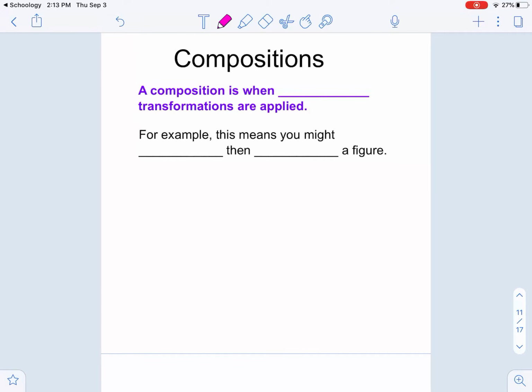Now we're going to talk about compositions of functions. A composition is when two or more transformations are applied. For example, this means that you might reflect, then translate a figure. Or it could have been you translate it, then reflect it.